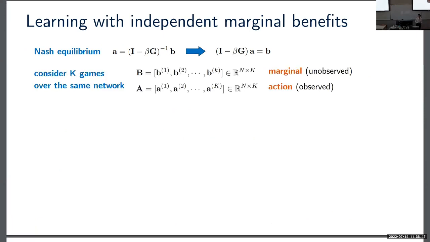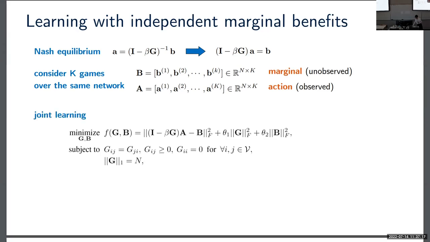And then what we observe is a bunch of games. So let's say K games. You can think about each game as each decision. So think about your ratings on a restaurant, your ratings on spa, ratings on gym, things like that. And then given that the marginal benefit is different, the action is different as well. So what we observe is only the action, and what we want to infer is the marginal benefit as well as the network structure.